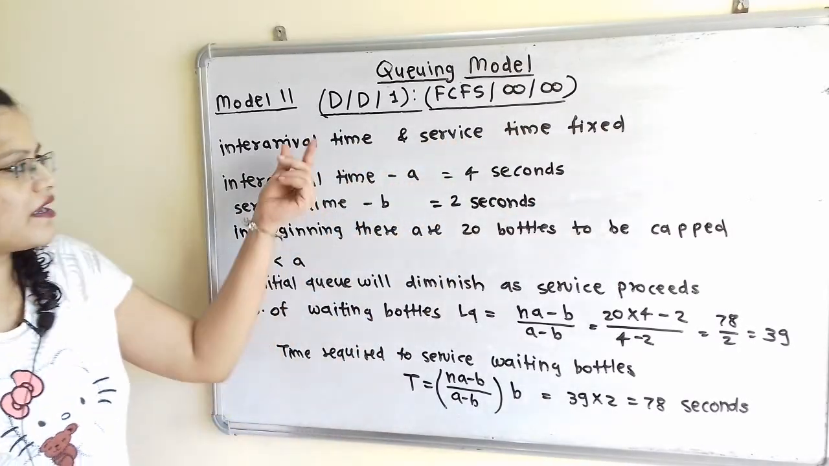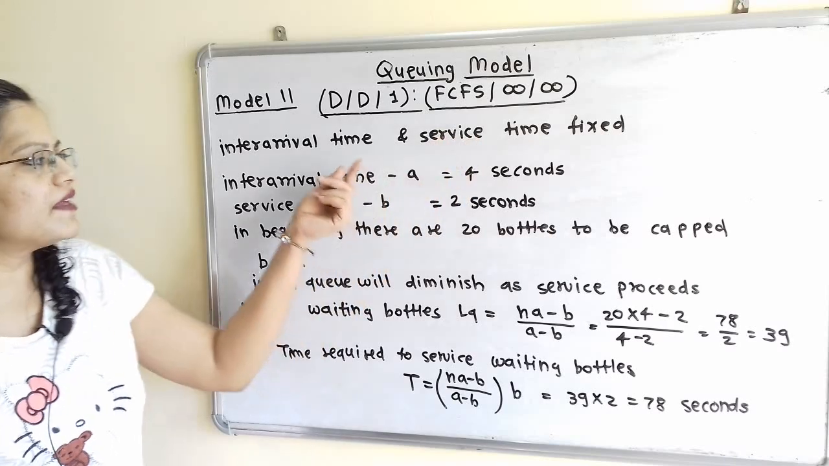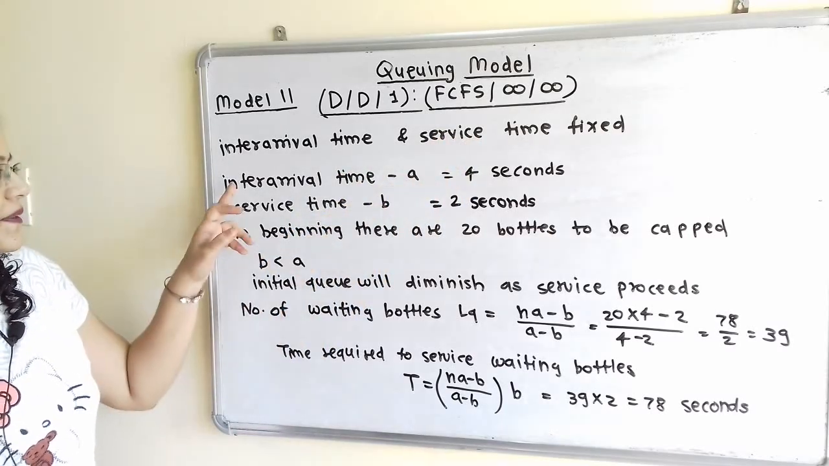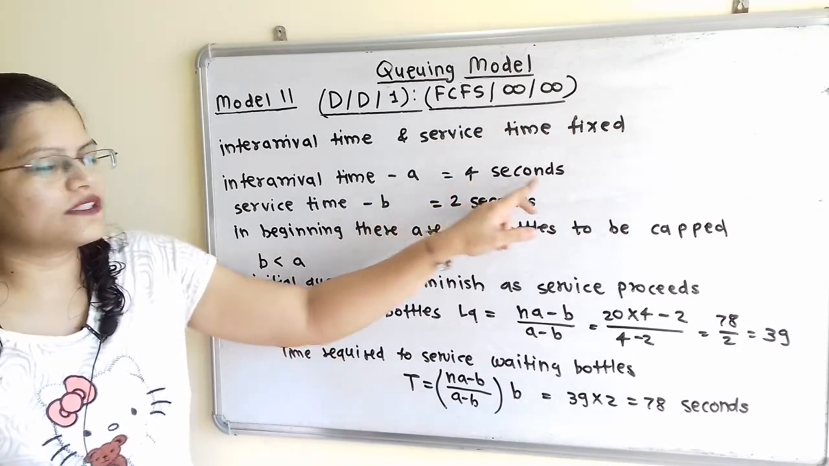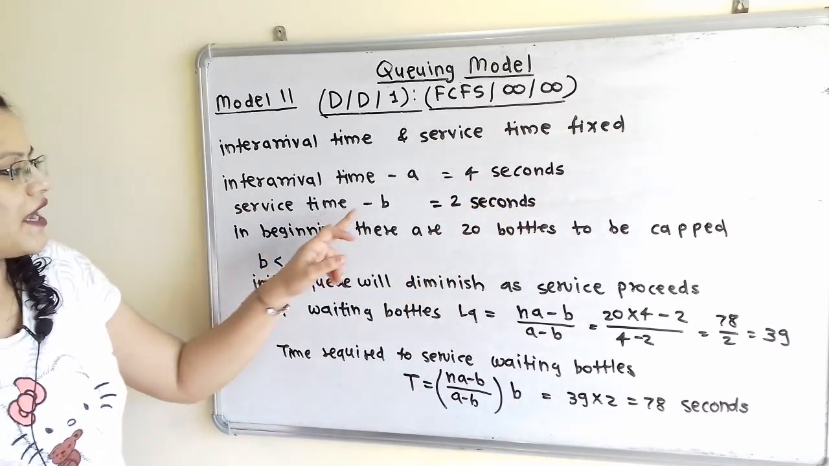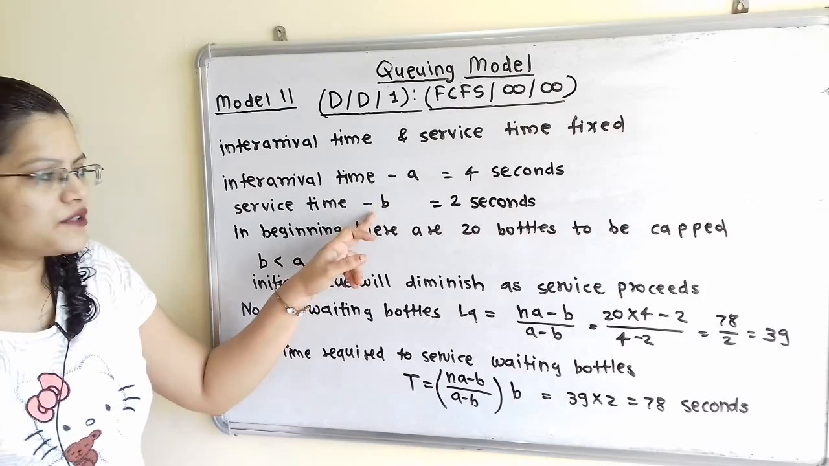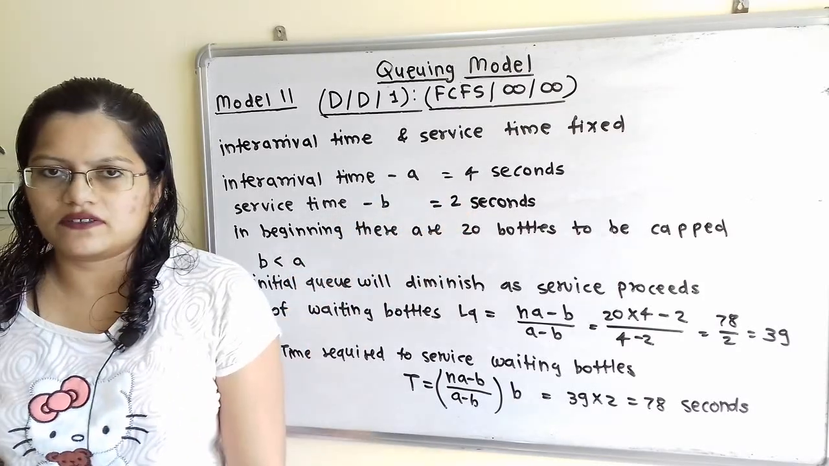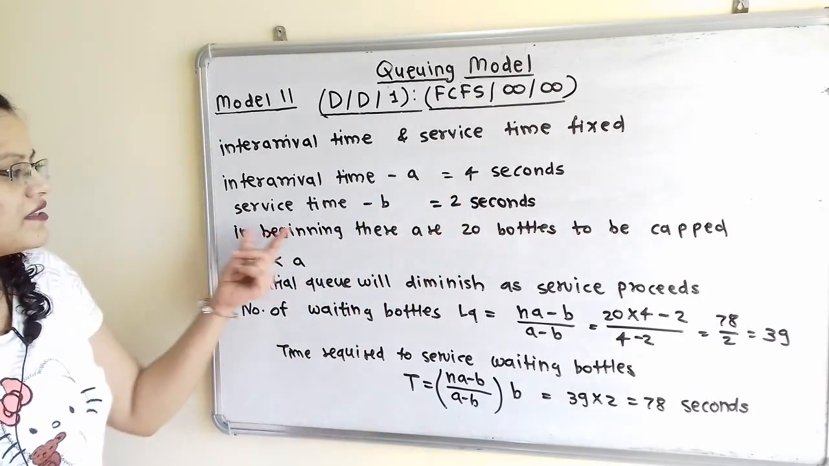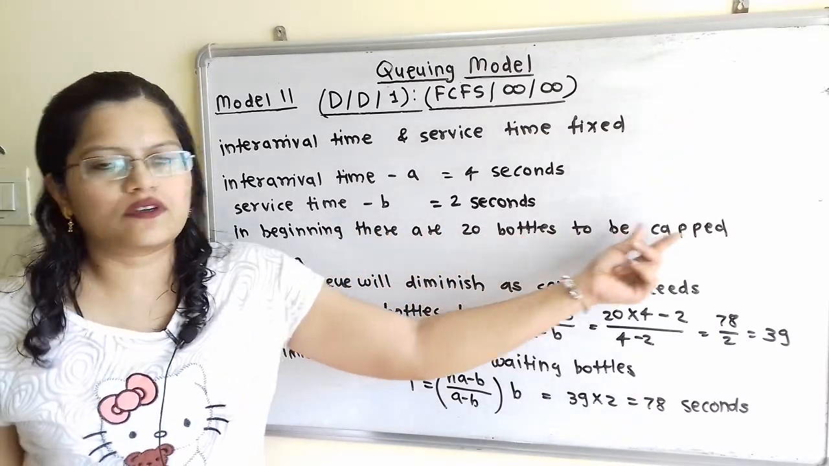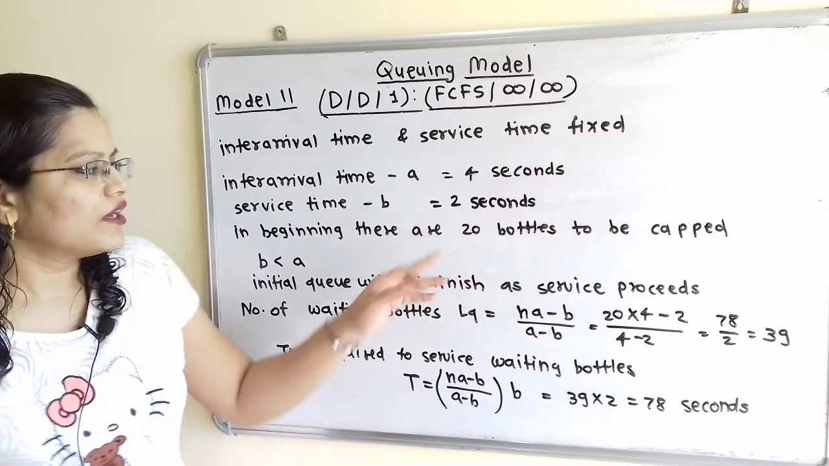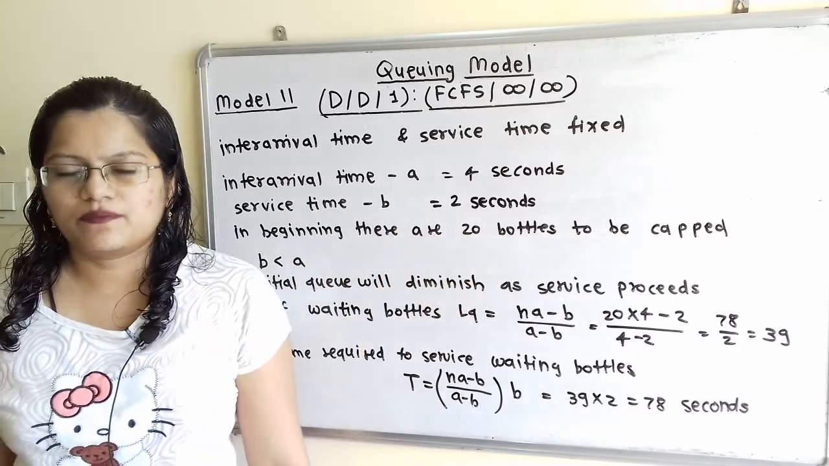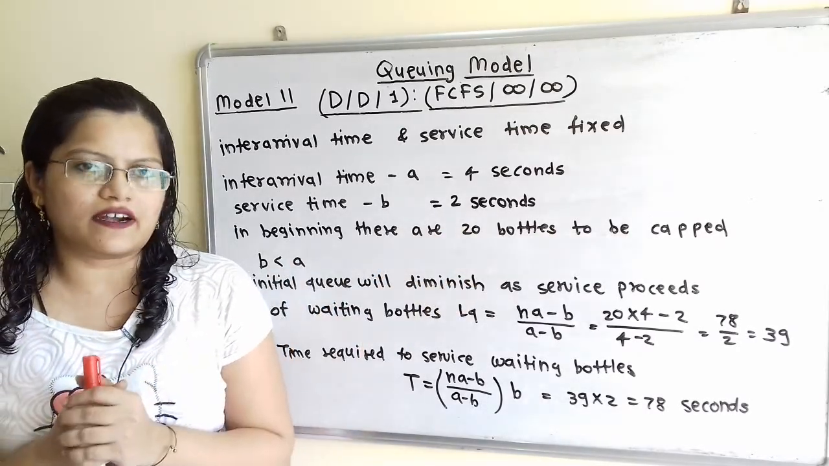So for this inter-arrival time and service time, we will consider here letters A and B. The inter-arrival time A is given in the problem as 4 seconds, and service time, that is B, is equal to 2 seconds. It is also mentioned that in the beginning there are 20 bottles to be capped. That is, there is already a queue having 20 bottles before the service gets started.